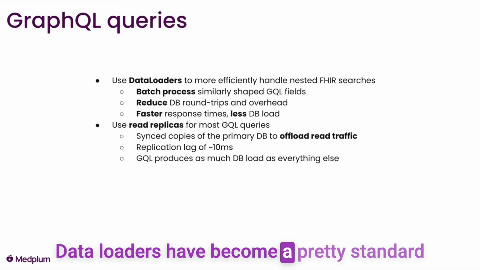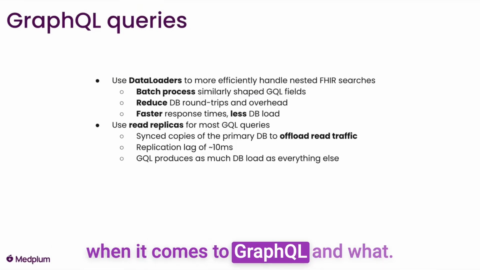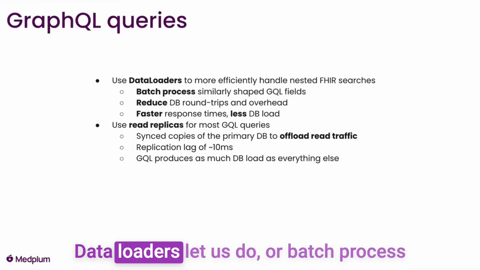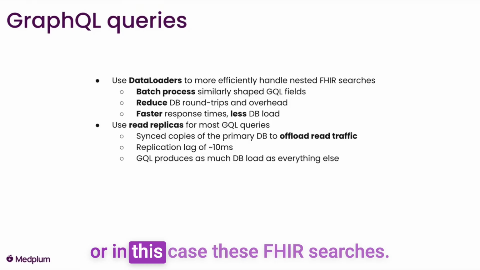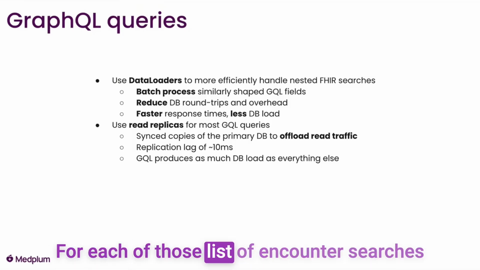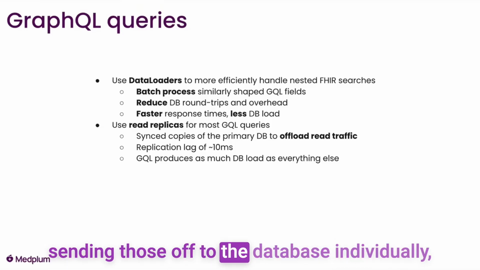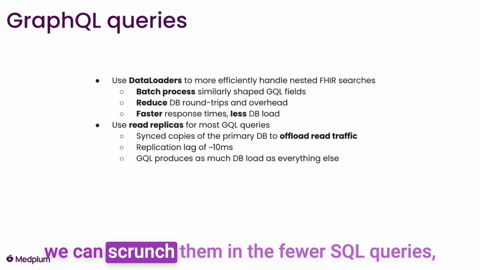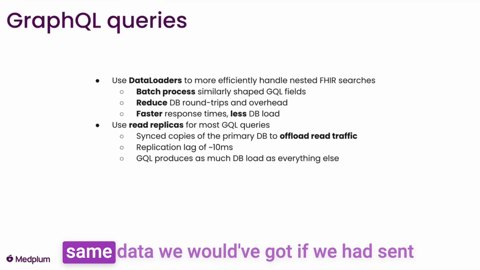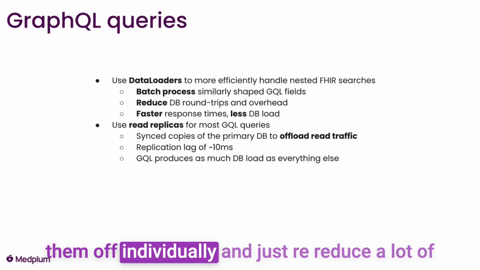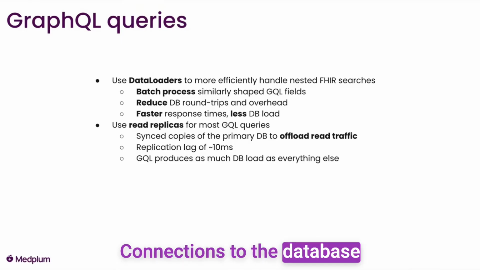Data loaders have become a pretty standard pattern for tackling the N+1 problem when it comes to GraphQL. What data loaders let us do is batch process these similarly shaped GraphQL fields, or in this case, these FHIR searches. For each of those lists of encounter searches or observation searches, instead of sending those off to the database individually, we can scrunch them into fewer SQL queries, fire those off to the database, get back the same data we would have got if we had sent them off individually, and just reduce a lot of those round trips and the overhead of setting up the connections to the database.